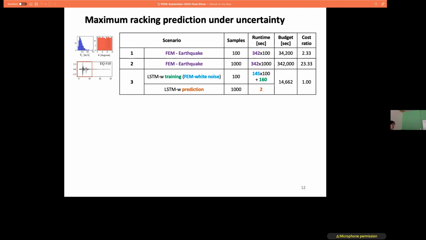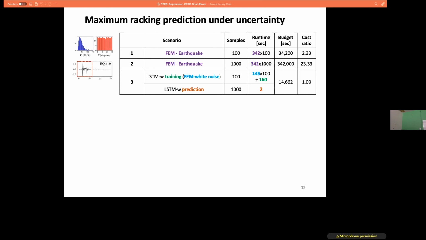The first case is that let's use my direct modeling approach, and I do 100 samples from these 2 distributions and run the model only for 12 seconds and see what would be the computational cost for that. For each simulation, the runtime is about 342 seconds, and the whole thing would be this budget that I need in terms of the runtime. The second scenario is, what if I do this finite element using 1,000 samples from those distributions, and what would be the budget I need, which is basically here.